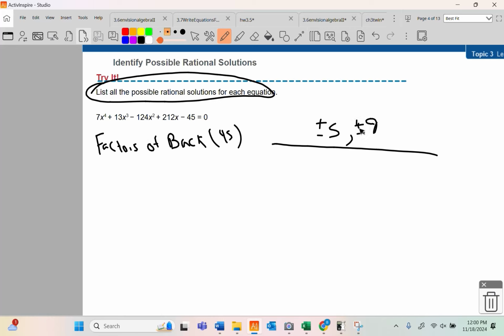Got another pair? 15 and 3. I'm writing these out in increasing order, by the way. It's way too redundant. What's the last pair? 45 and 1. That's the factors in the back. That's going to be sitting pretty over the factors in the front.